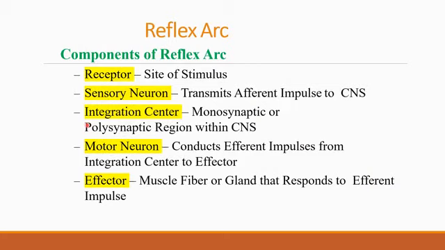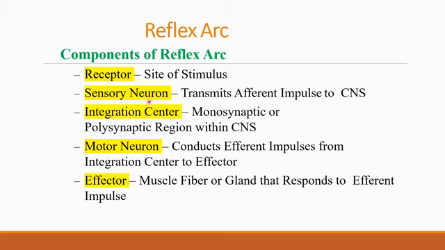So, the reflex arc. The components of the reflex arc are receptor, sensory neuron, integration center, motor neuron and effector. The receptor is present at the site of stimulus. The sensory or afferent neuron transmits afferent impulses to the central nervous system. And the integration center is a monosynaptic or polysynaptic region within the CNS, that is the integration between the afferent neuron and the neurons within the central nervous system. So it may be monosynaptic or polysynaptic.